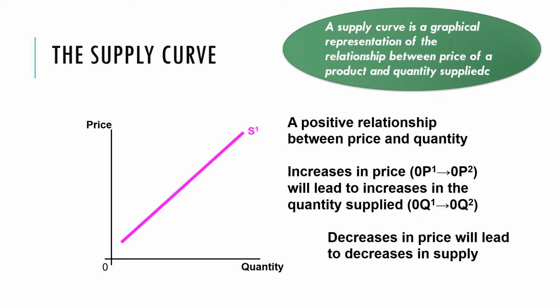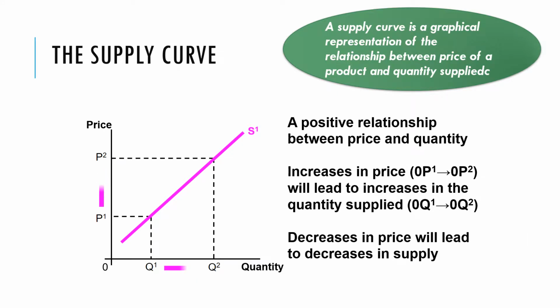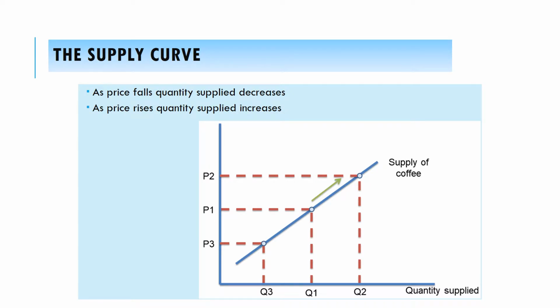So an increase in price here from P1 to P2 would lead to an increase in the quantity supplied from Q1 to Q2. A decrease in price would lead to a decrease in supply. A good way to remember the direction of the supply curve is supply to the sky. So the supply curve shows us what would happen to the quantity supplied as price changes. So as the price goes up, producers would be looking to supply more to the market.